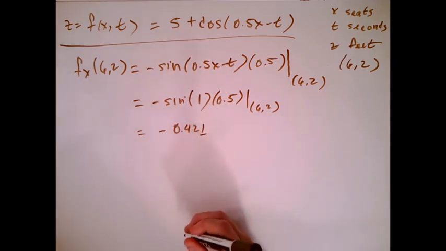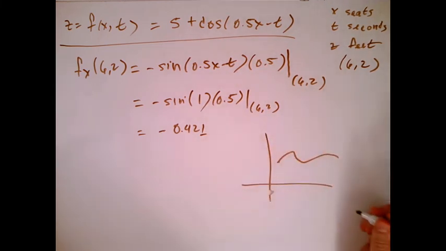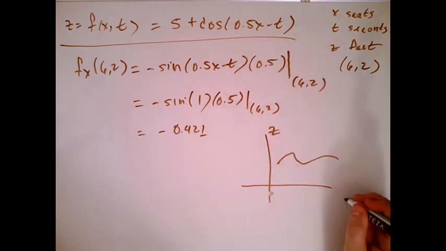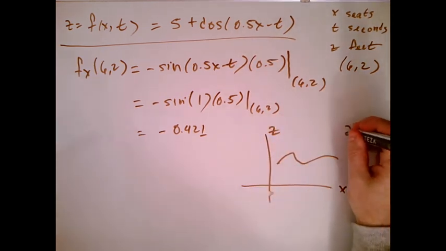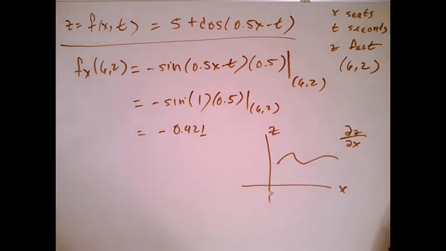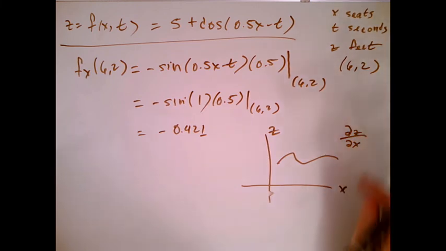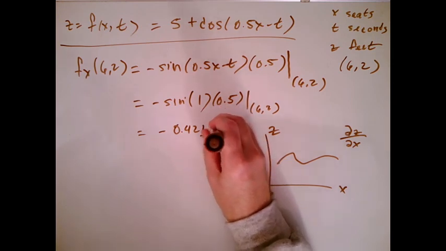Now, what are the units going to be? Just a reminder, when x is the variable, z goes up here, x goes down here. The other notation looks like dz dx. We read it partial z, partial x, but there you can see the units. It's going to be feet per seat.